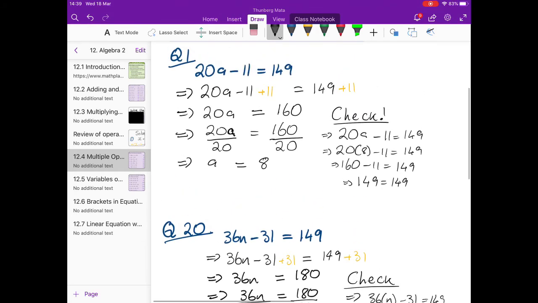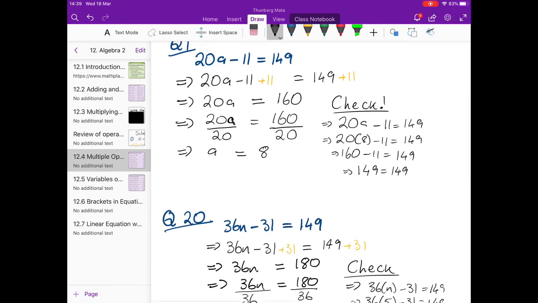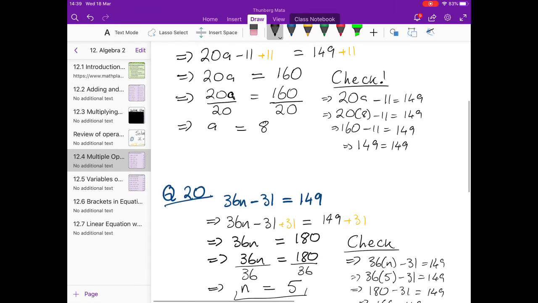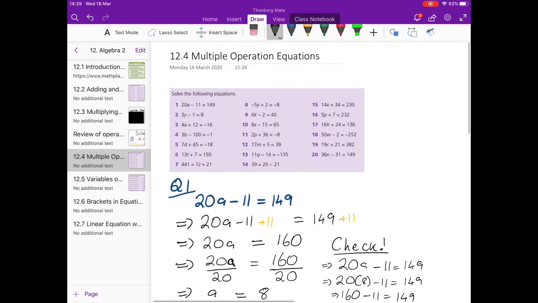Now, before you jump into doing any of the questions, what I want you to do is pause the video and try and do both those questions without looking at the video. Then once you're happy you can do that, you can get started on solving these equations, which are here under 12.4, multiple operation equations.